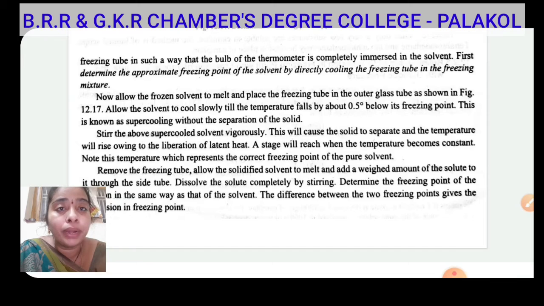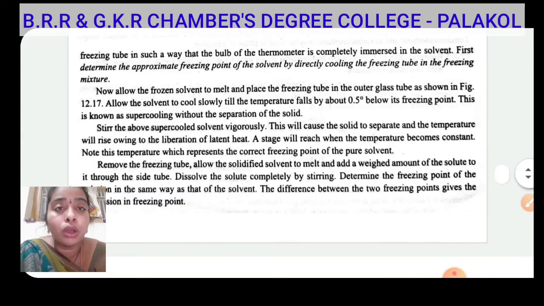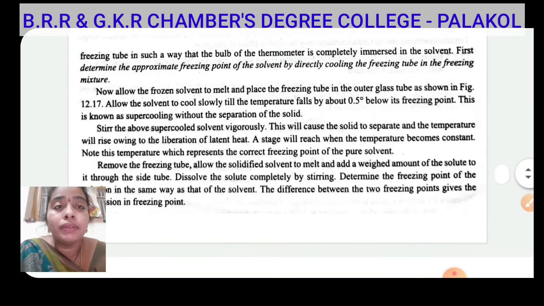The temperature will rise owing to the liberation of latent heat. A stage will be reached when the temperature becomes constant. Note this temperature, which represents the correct freezing point of the pure solvent.